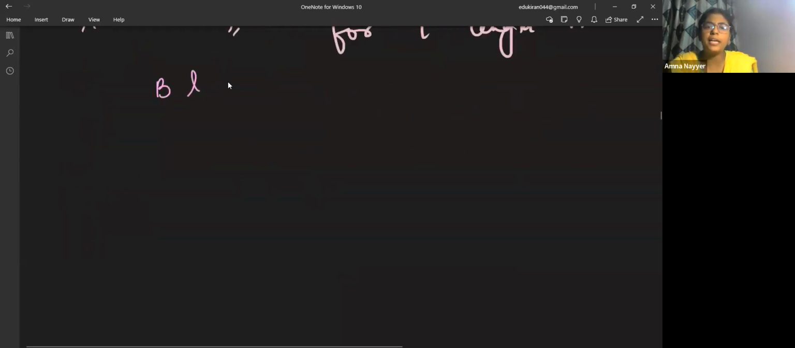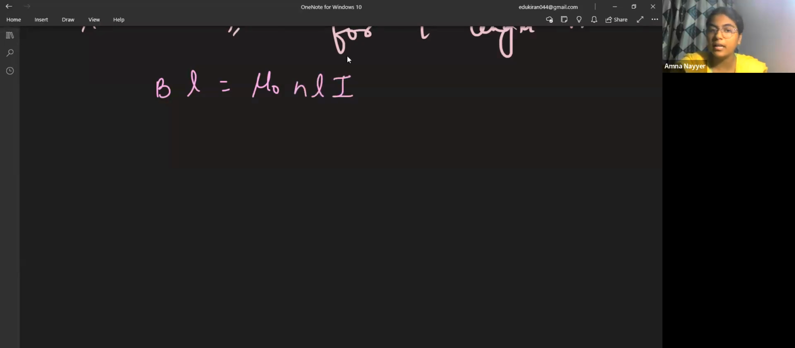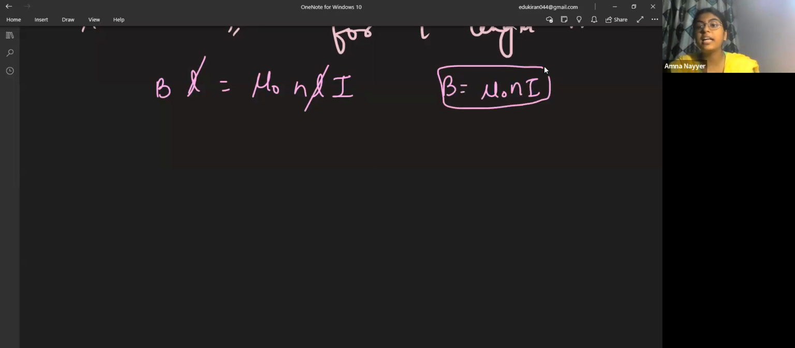Left hand side is now BL only. B dot dL, the entire line integral, has ultimately come out to be BL. The rest of the things became 0. Two were 0 because cos 90 degree is 0, and one was 0 because no magnetic field was there. And mu naught, what is the current through the length? This becomes nLI, the I enclosed. So length gets cancelled. You finally have the formula B is equal to mu naught nI, where n is the number of turns per unit length.